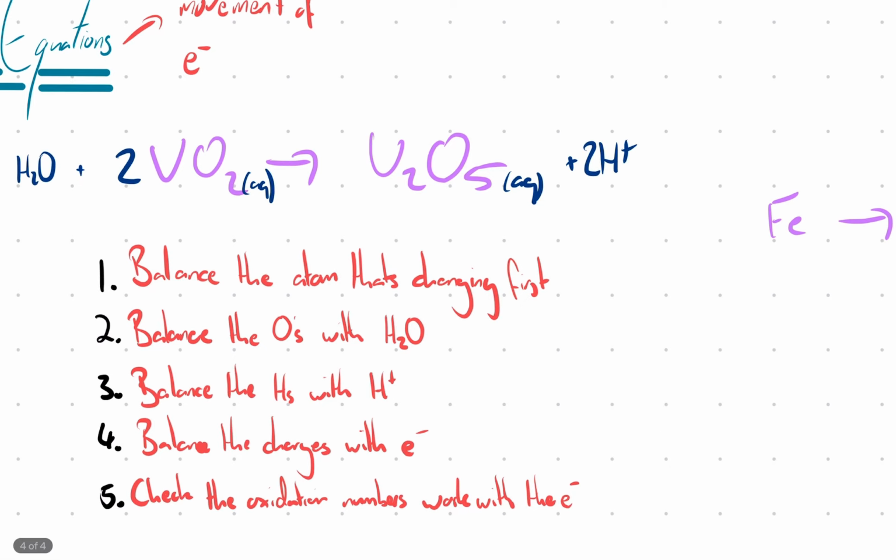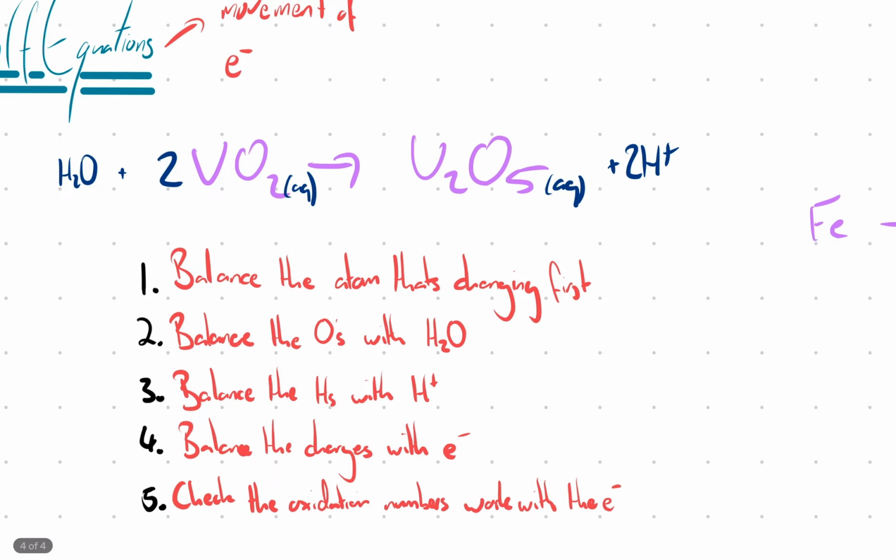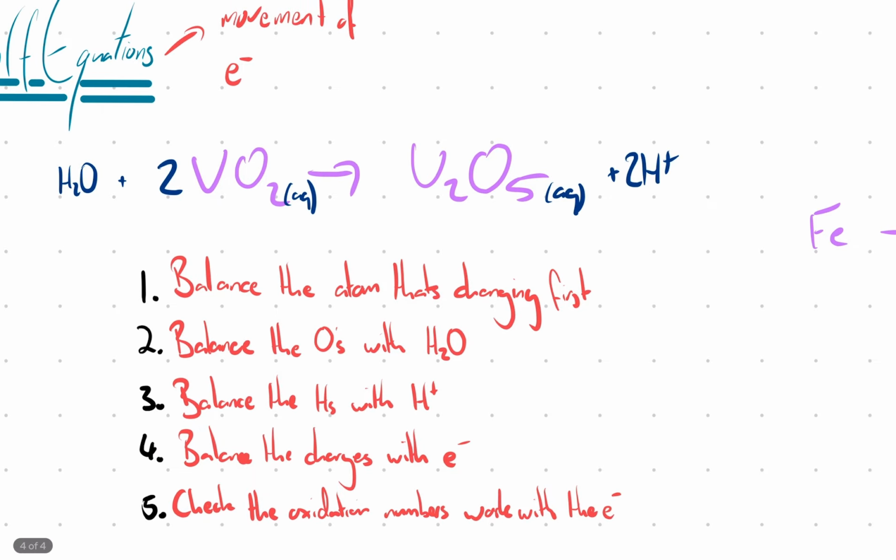And last thing, we need to balance the charges. So on the left hand side we've got a total charge of 0. On the right hand side we've got a total charge of 2+. So to balance those charges we need to add 2e-, so that now we've got a total charge of 0 on both sides. Now, last thing, check the oxidation numbers work in terms of the electrons.